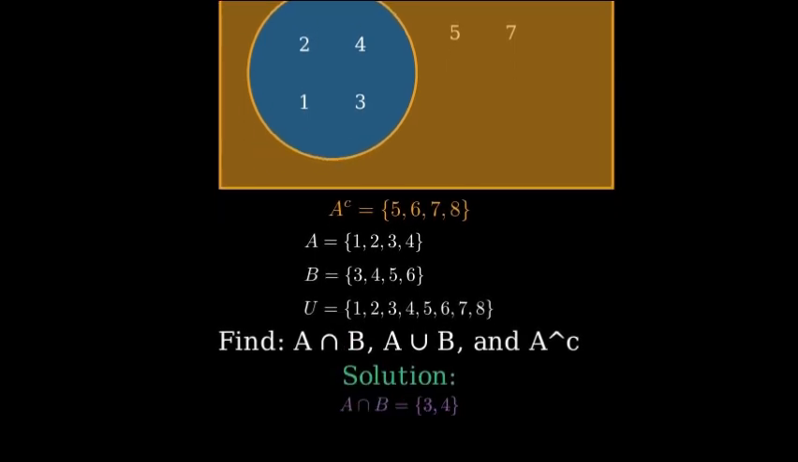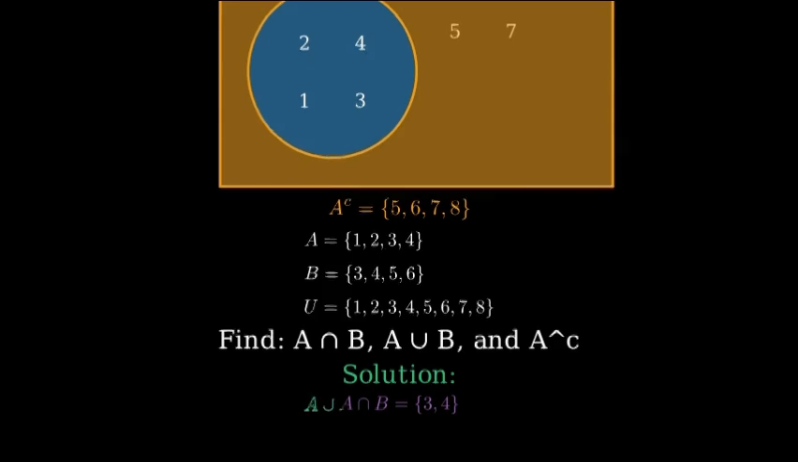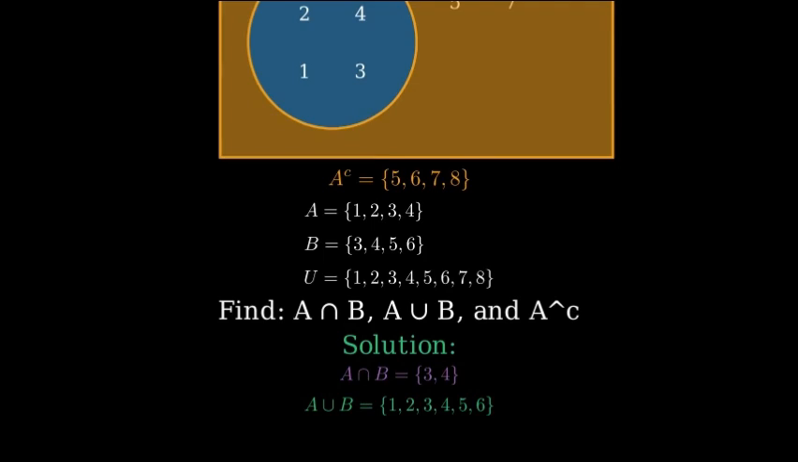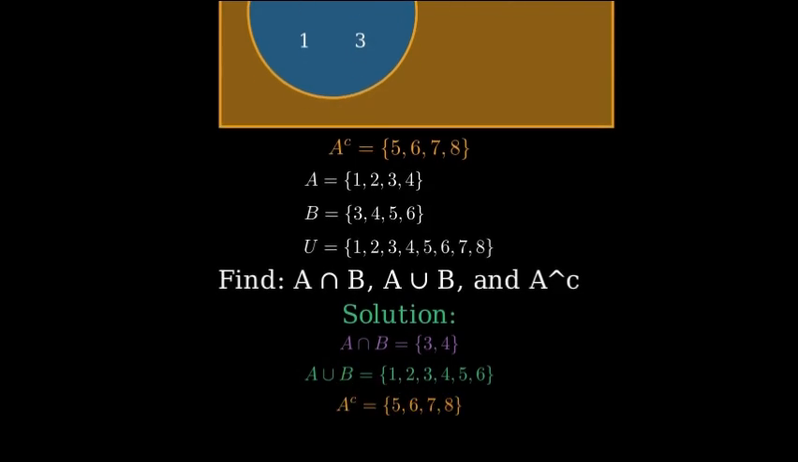The intersection A intersection B equals {3, 4}. The union A union B equals {1, 2, 3, 4, 5, 6}. And the complement A complement equals {5, 6, 7, 8}.